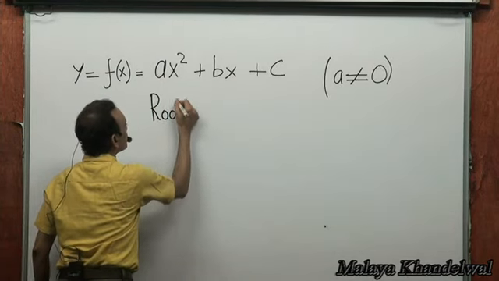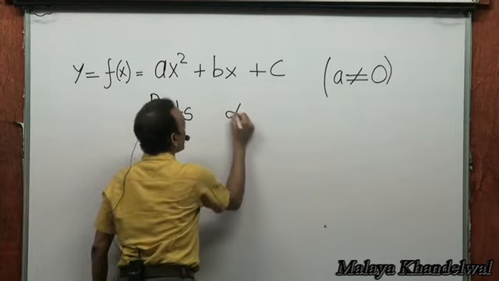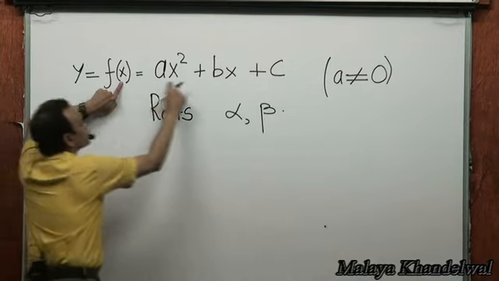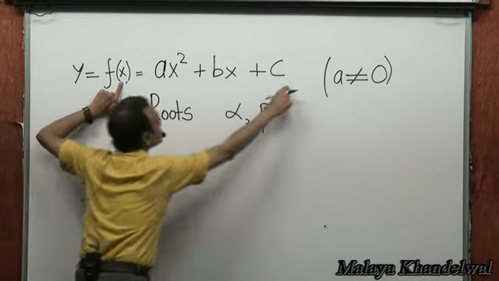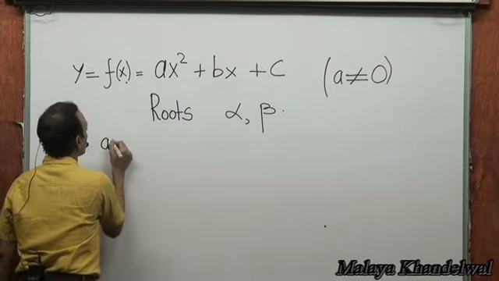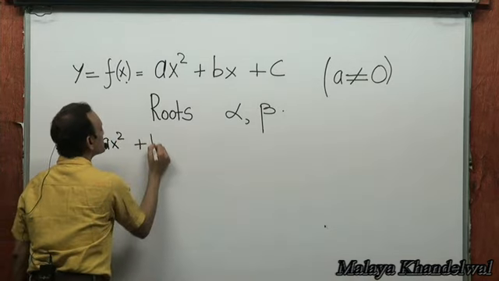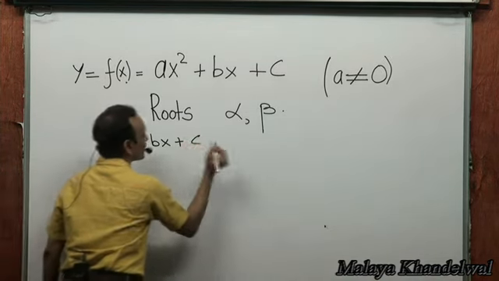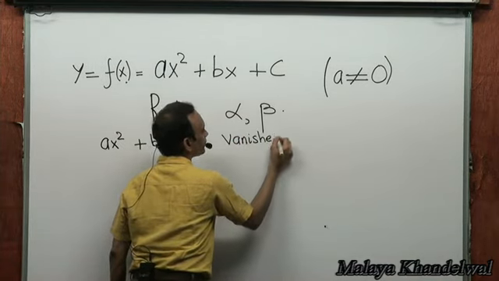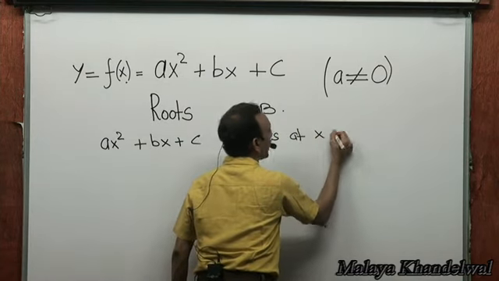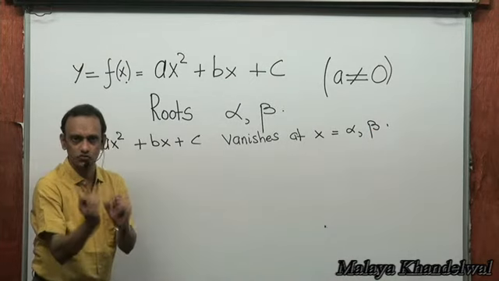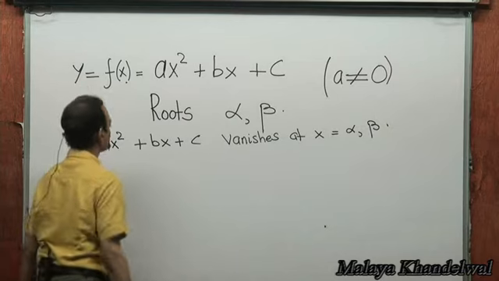So this quadratic would have roots, say alpha and beta. That means the value of this function at x equal to alpha will be 0. The value of this function at x equal to beta will be 0. That means ax squared plus bx plus c, this expression, vanishes at x equal to alpha and at x equal to beta. This expression will become 0 at x equal to alpha and at x equal to beta.